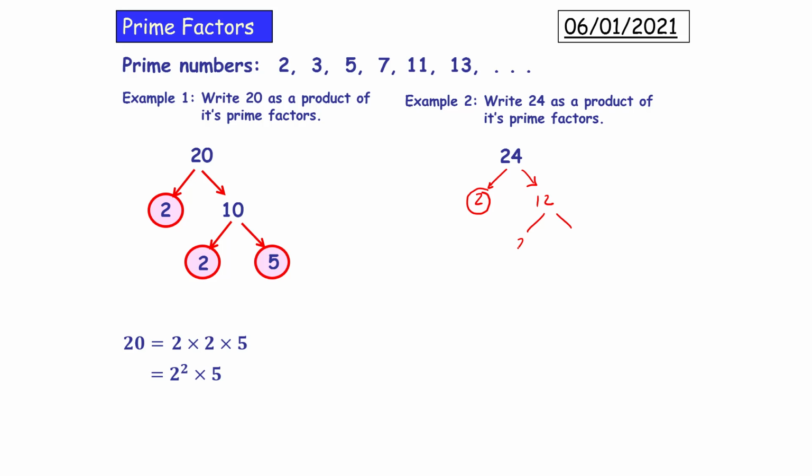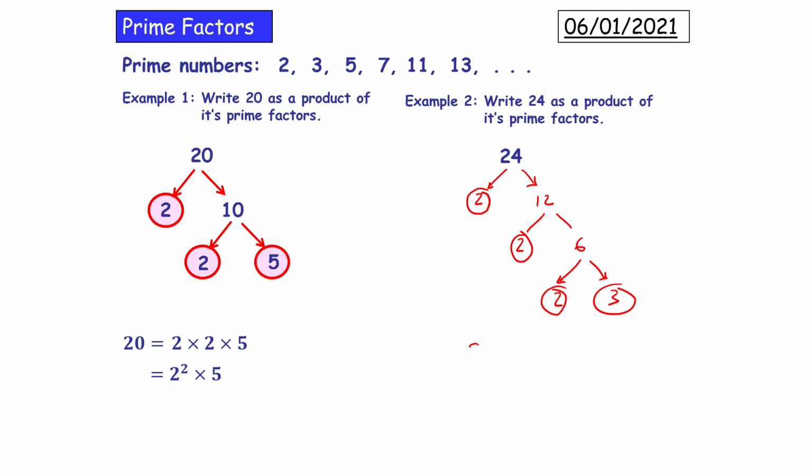So we check again, does 2 go into 12? Yes. 6 times. We've circled the 2 because it's prime. And then we go again. And we check, does 2 go? Yes. How many times? 3 times. 3 is also prime, so I circle that.